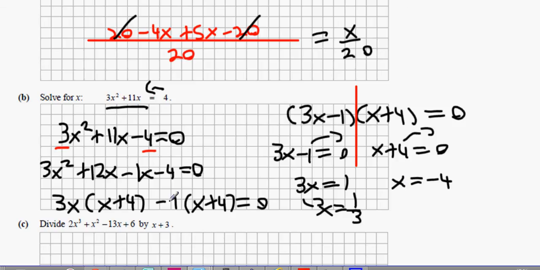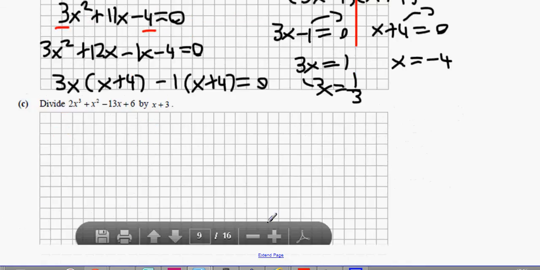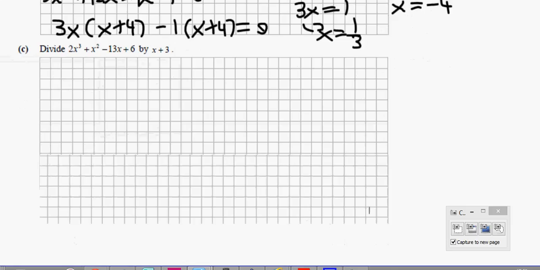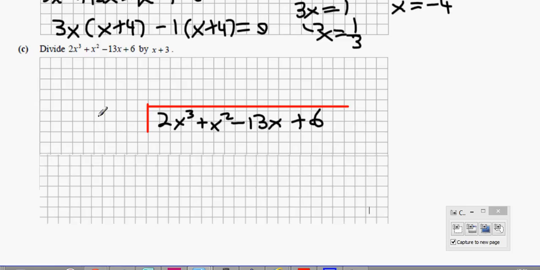Okay. Next one. The next one is dividing 2x cubed plus x squared minus 13x plus 6 by x plus 3. So we're going to divide this in. We get 2x cubed plus x squared minus 13x plus 6 divided by x plus 3. Let's see what's going on.